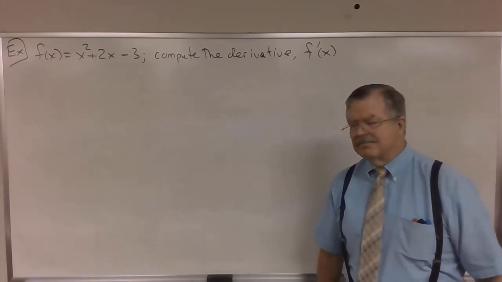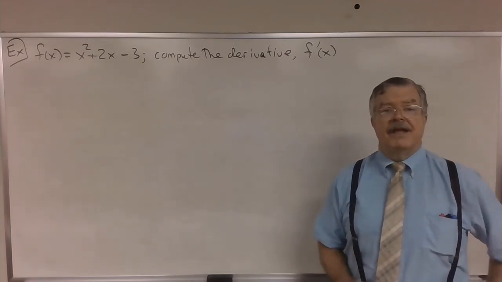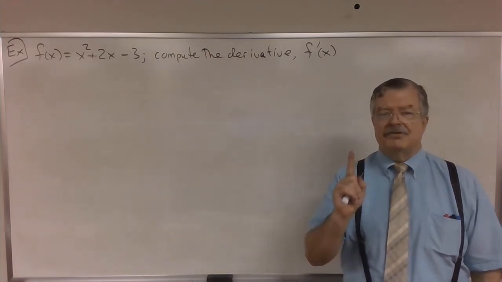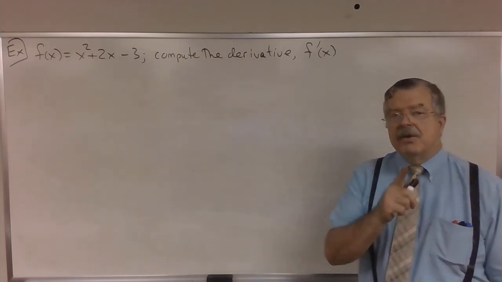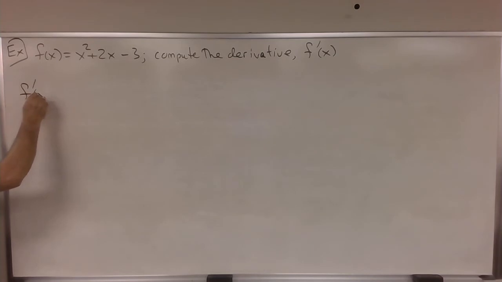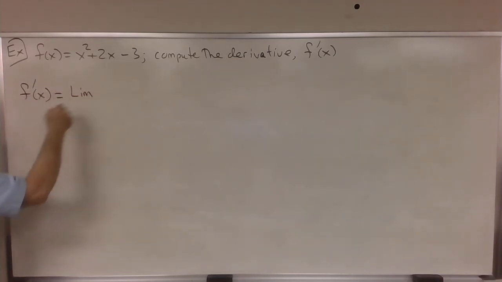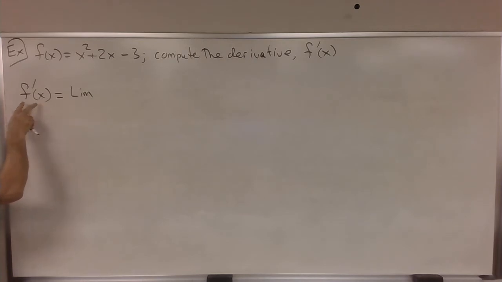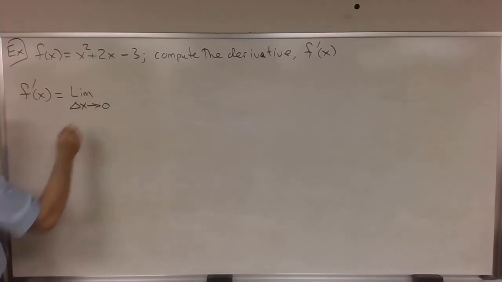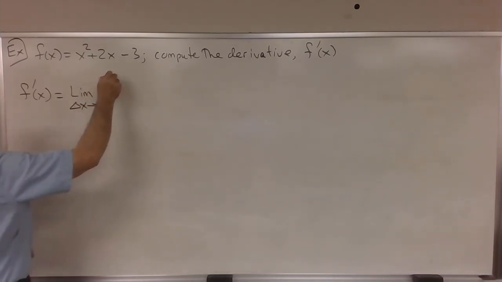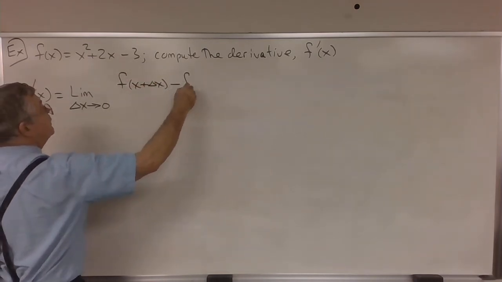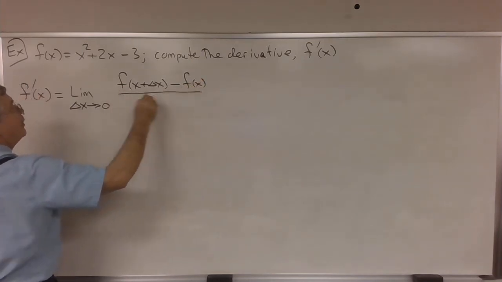Well, how are we going to do that? It turns out we don't have much of a choice. At this point in calculus, we have exactly one tool in our tool bag. We know that the derivative of f of x is defined this way. f prime of x is defined to be the limit as delta x approaches 0 of f of x plus delta x minus f of x all over delta x.